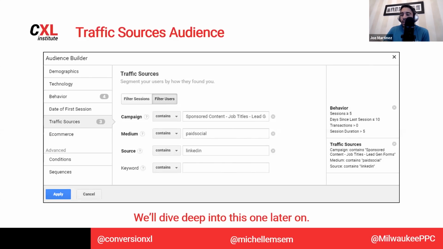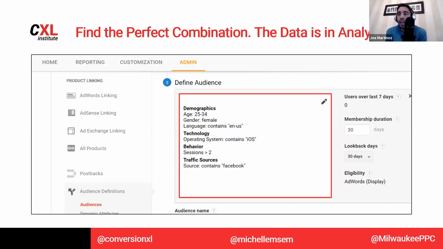So then we will dive a little bit deeper into this one later on, and definitely within our course, we'll get into that data a lot more. But this is the perfect combination. And again, this is just one example because you can clearly see it has 0 users over the last 7 days. But if you do have that traffic and you find out that your bread and butter audience is females ages 25 to 34, they speak English, they come on their iOS device, they come to the website at least 2 times, and the original source is from Facebook, if you have an audience to be that hyper-targeted, you can remarket to someone with all those different categories at one time.